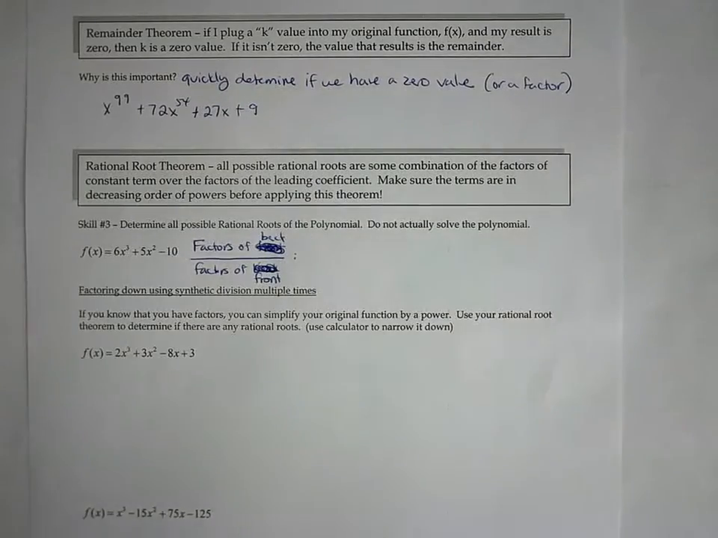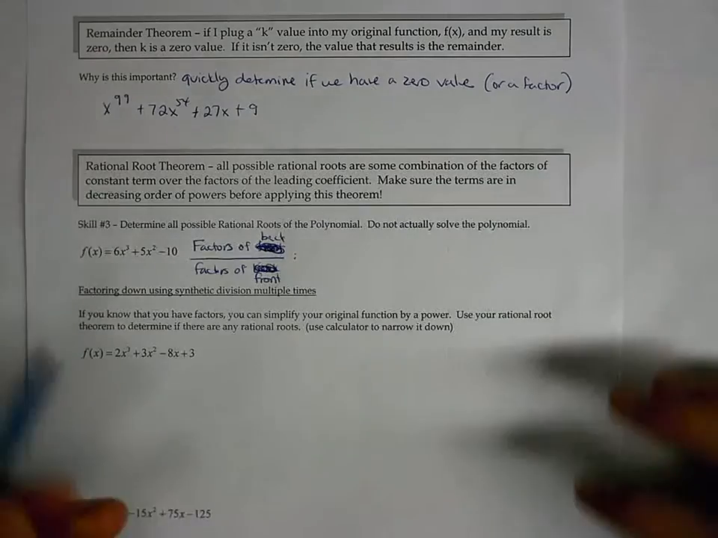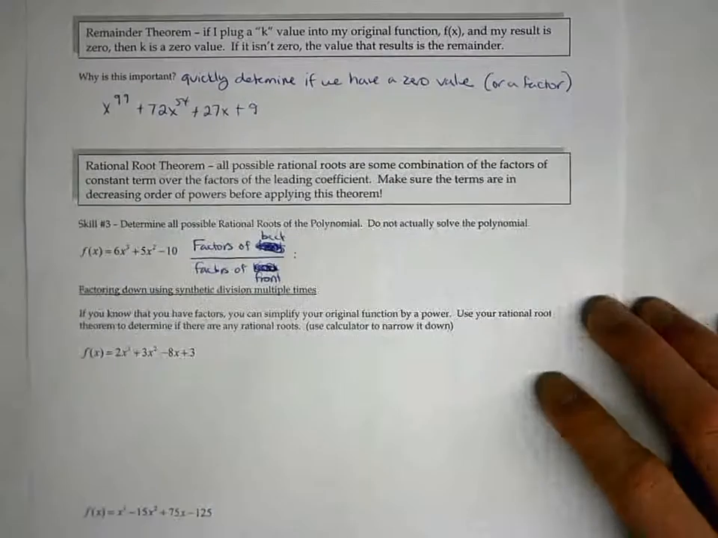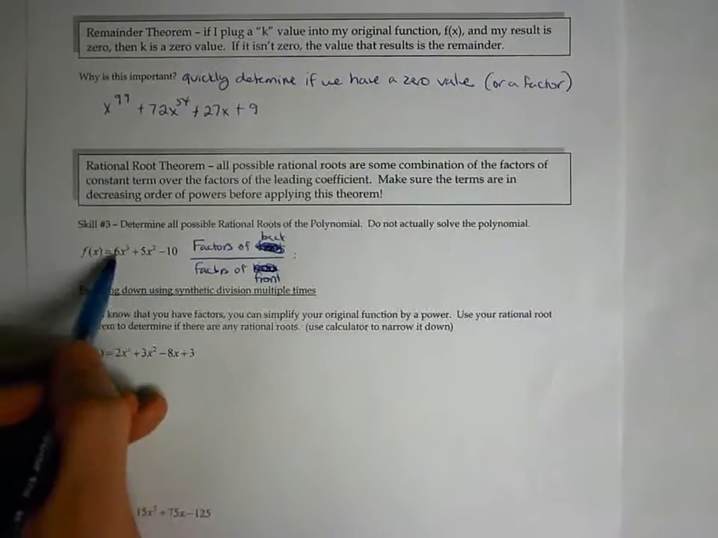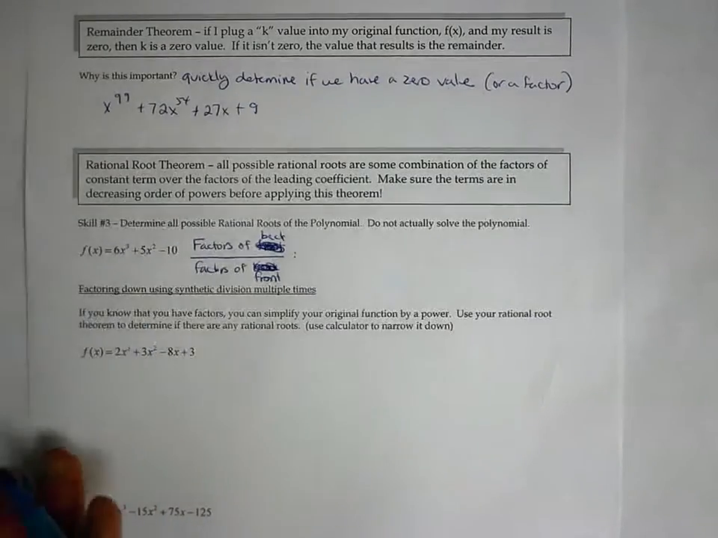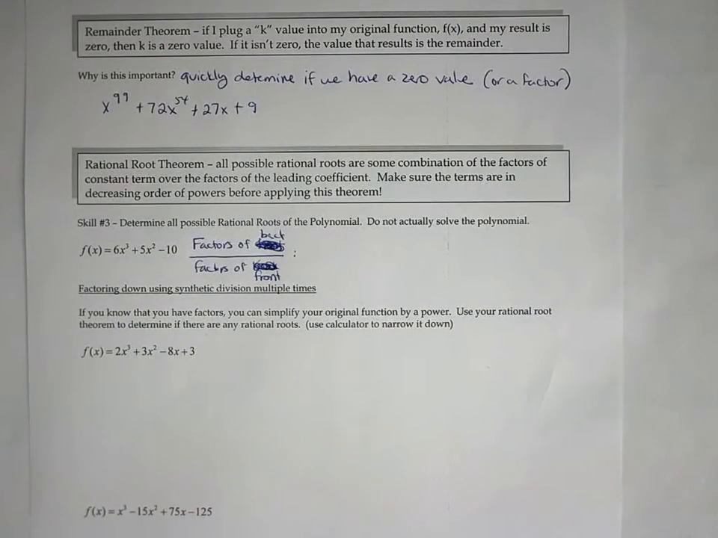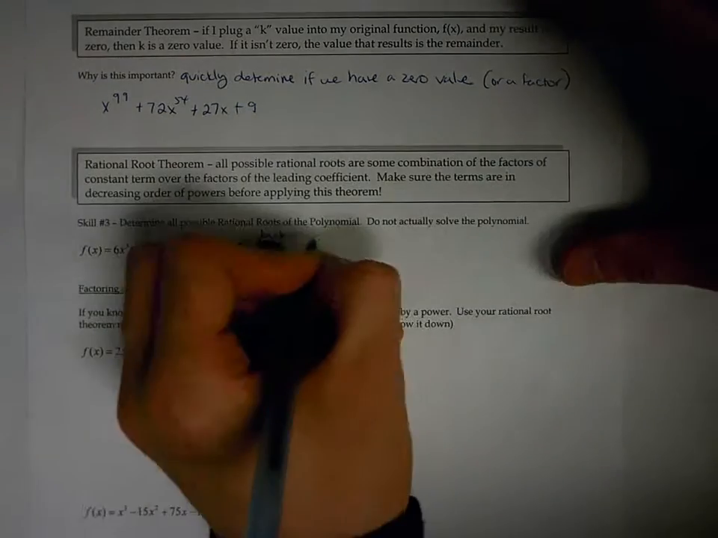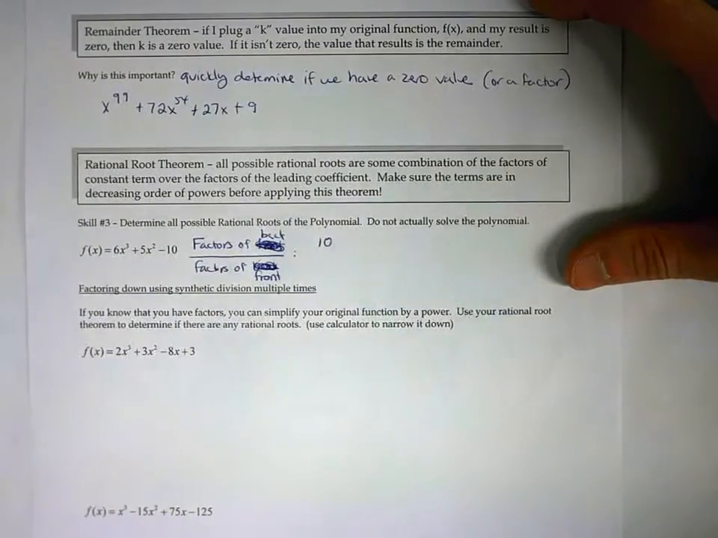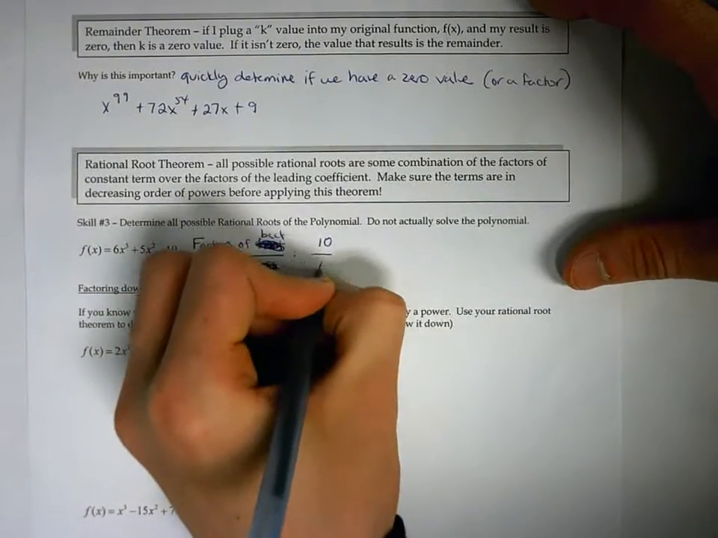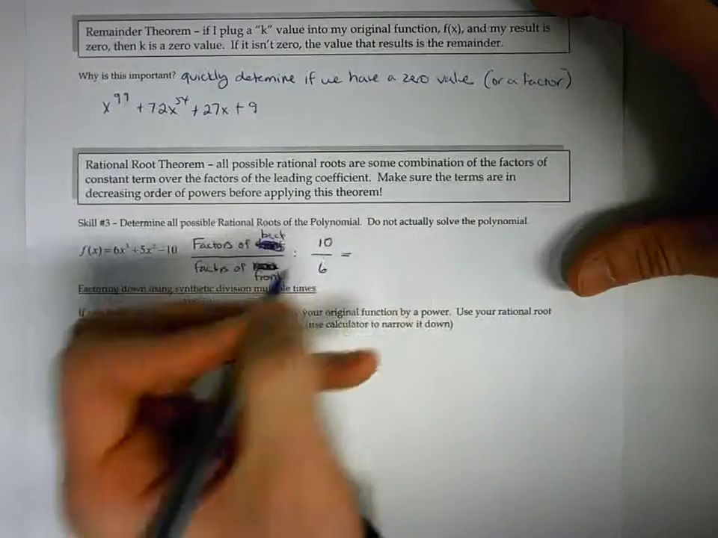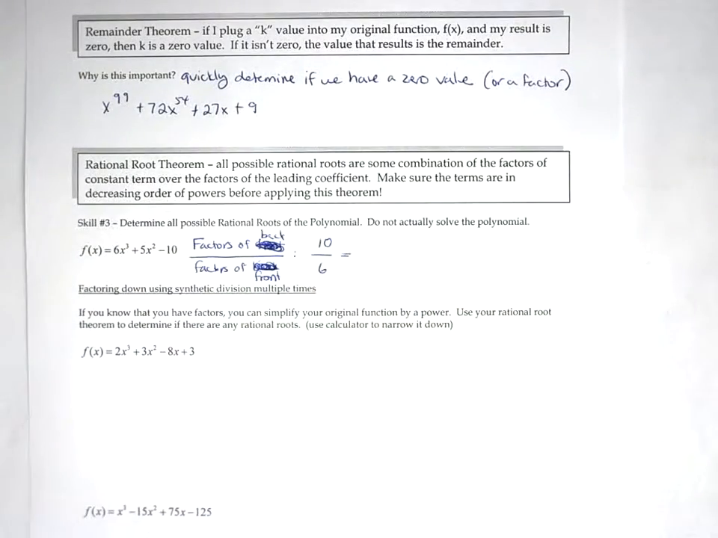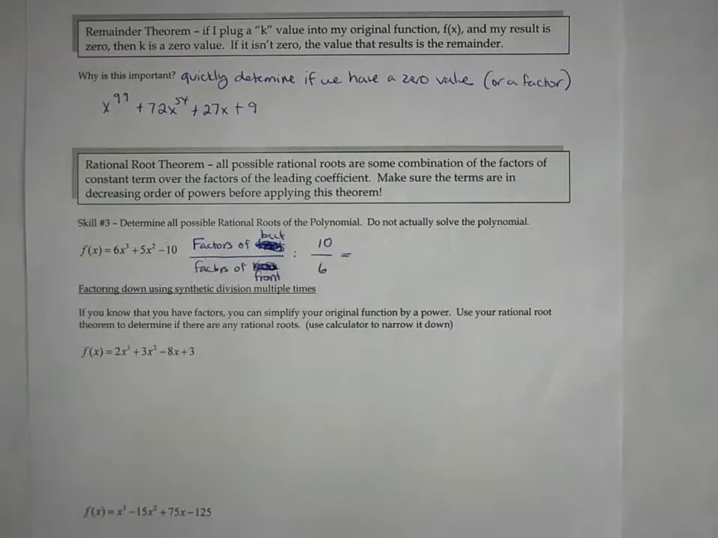And when you do factors of the back over factors of the front, you've got to make sure that your powers are in decreasing order. So here, 6x cubed plus 5x squared minus 10, we are in decreasing order, so it's factors of the back over the factors of the front. So I asked myself, what is the number in the back that I'm looking at? Well, it's a 10. The factors of the numbers in front are 6. So I want to list out all the factors of 10 and all the factors of 6.